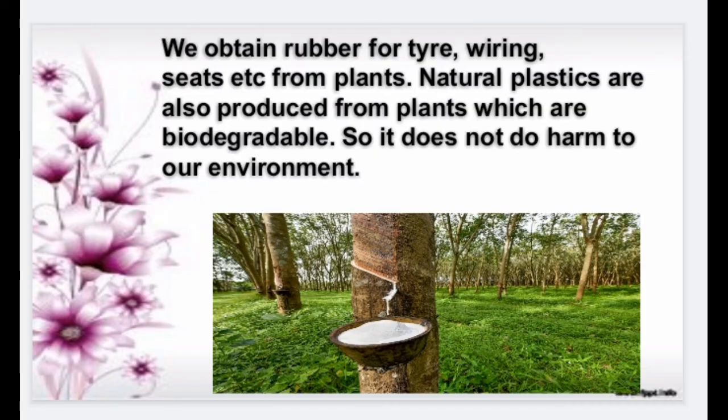See children, rubber for tires, wiring, seeds, etc. come from plants. Natural plastics are also produced from plants, which are biodegradable. So, it does not do harm to our environment.